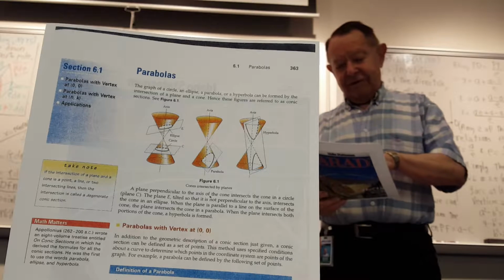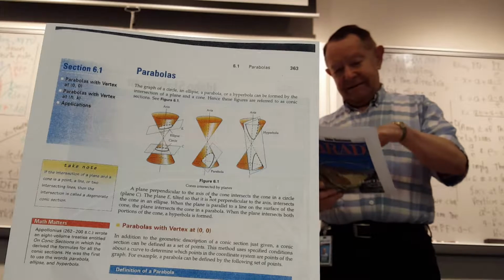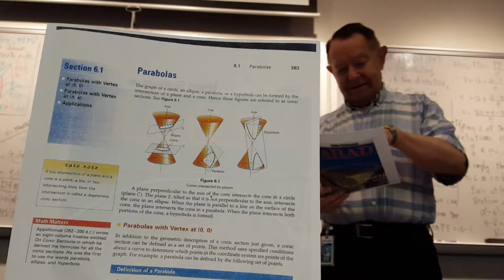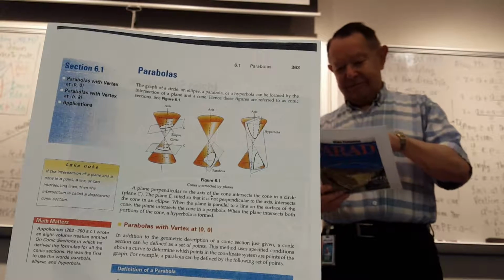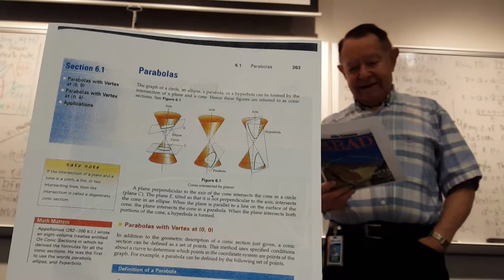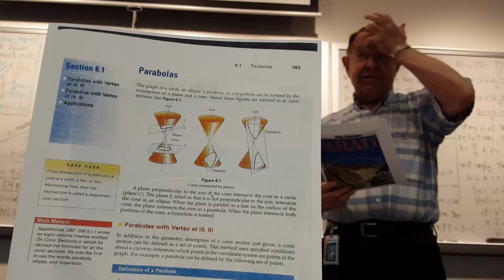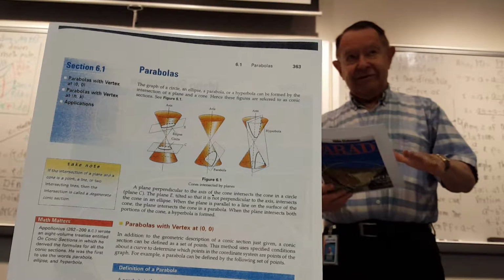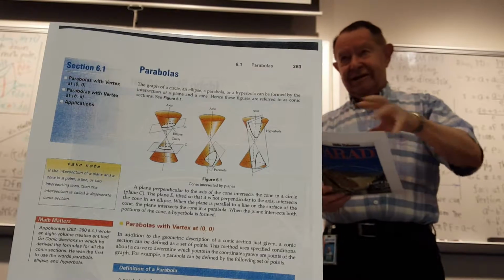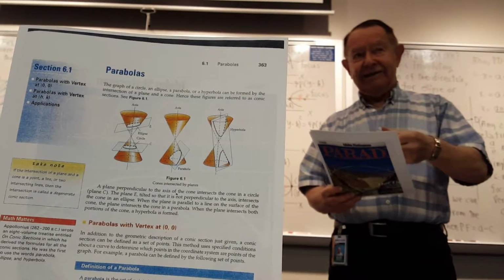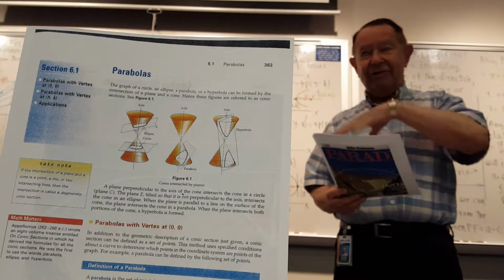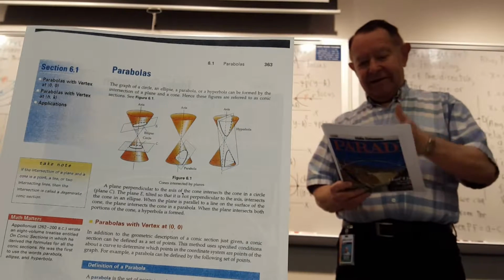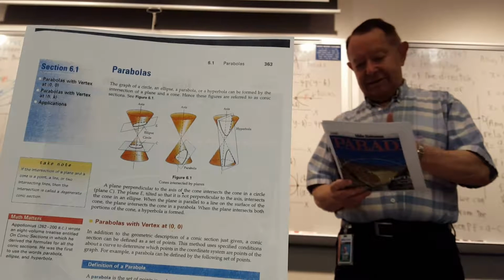And if your cutting plane, like in the left-hand picture at the bottom, I guess that's labeled C in that book, comes in at right angles to the vertical axis, you get a circle. So in a sense, a circle is a special case of an ellipse, where the two, well, we'll talk later about that.